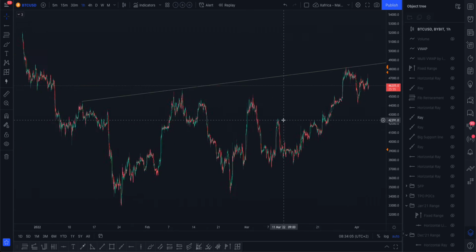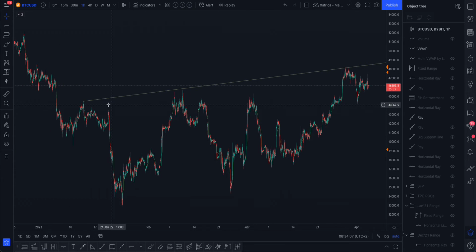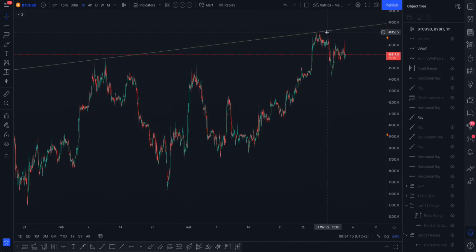And then I've got this ray also acting as resistance now, so I use the magnet for those 2 points, pivot points, and you can see how perfectly we rejected off of there. The good news is that it is an ascending trend line, so probably another reaction when we go off the swing failure of that high, and maybe not as big a deviation, and then going back up.